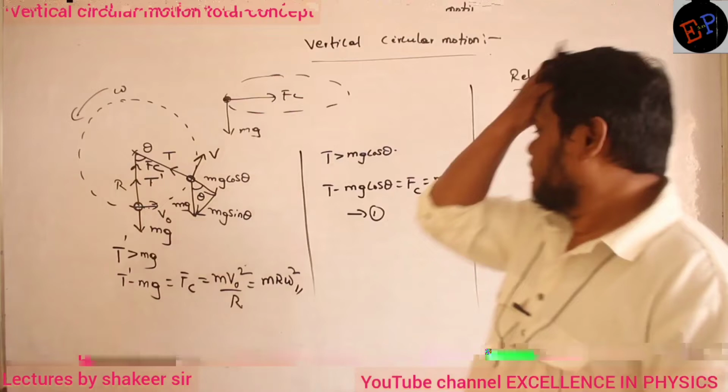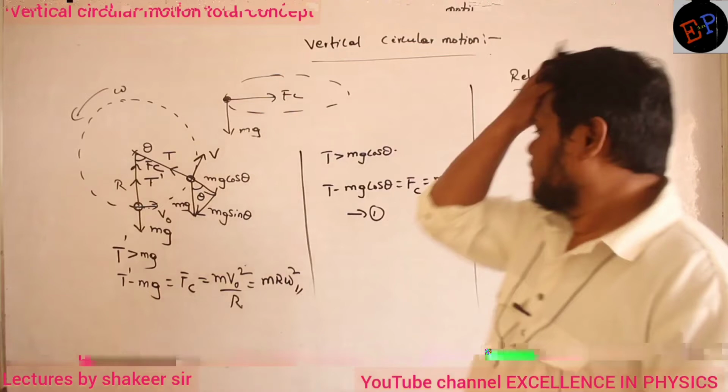The body has the ability to reach 180 degrees, but tension is not at all supporting. Are you able to understand? So therefore, after 133 degrees, the body moves in a parabolic path. It moves in a parabolic path and not a circular path.